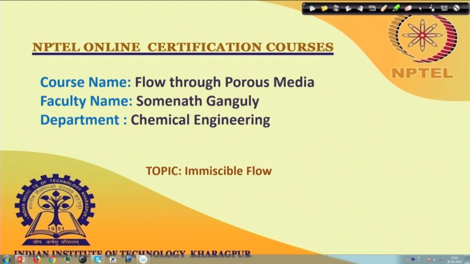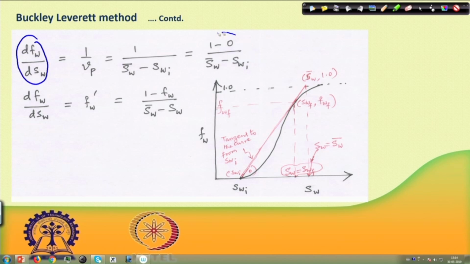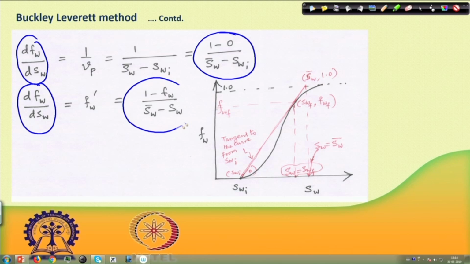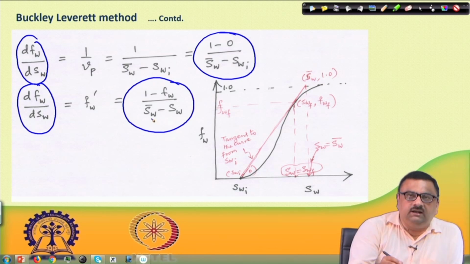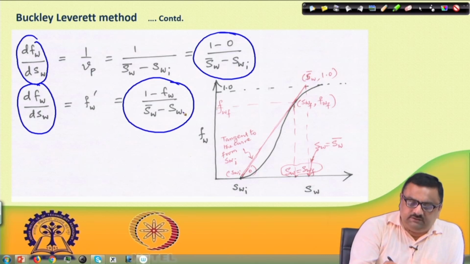So, what we were discussing at the end of what we discussed before about this Buckley-Leverett method is that we saw that dFw/dSw on one hand is this quantity, and similarly dFw/dSw is also this quantity, and these two have to be satisfied when the Buckley-Leverett front reaches the outlet. So, we just put this as Swf.